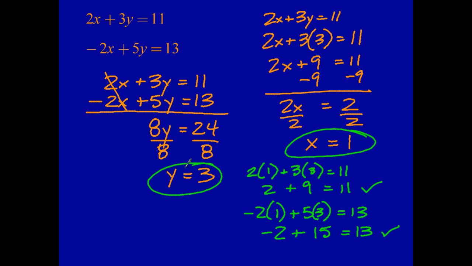And if I were to graph these, you would see that they overlap, or the two lines intersect at (1, 3). All right, so that's how we use elimination. Let's try another one here. So I've got 4x plus 3y equals 2, and 5x plus 3y equals negative 2.